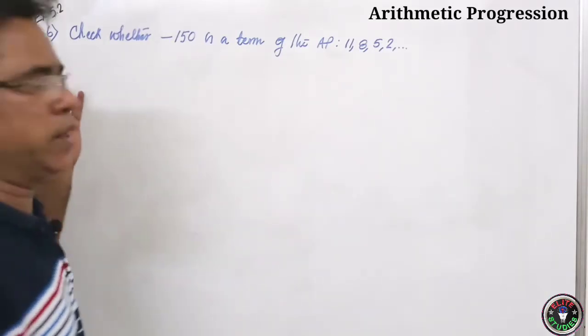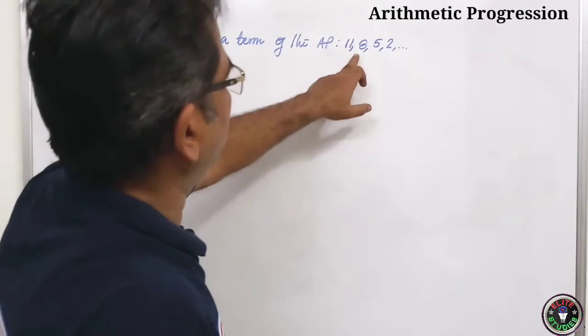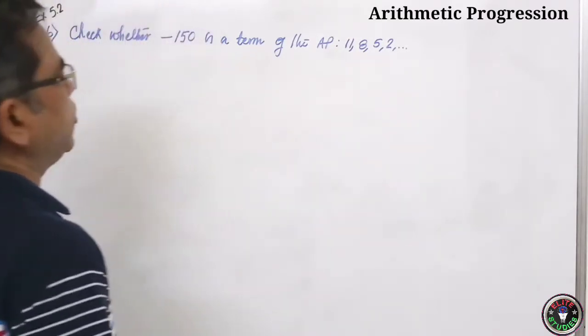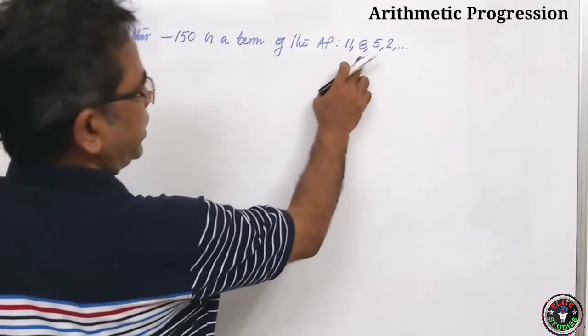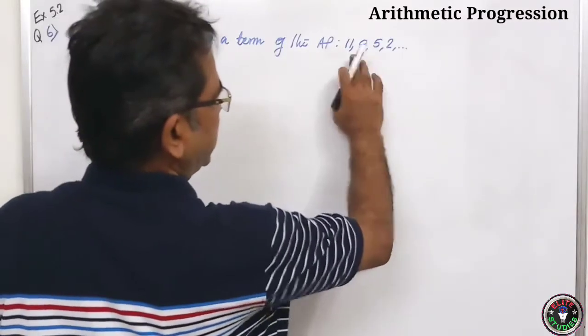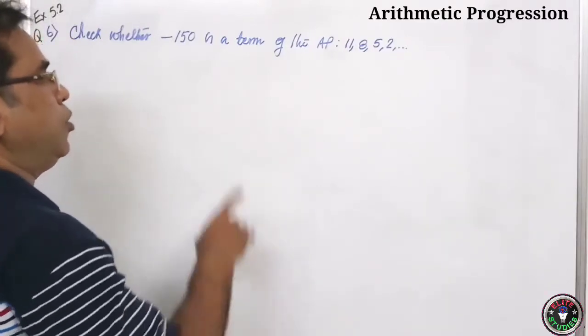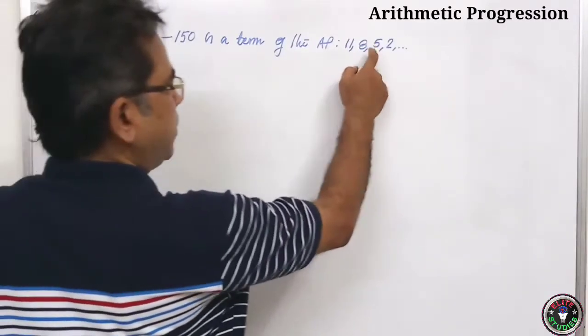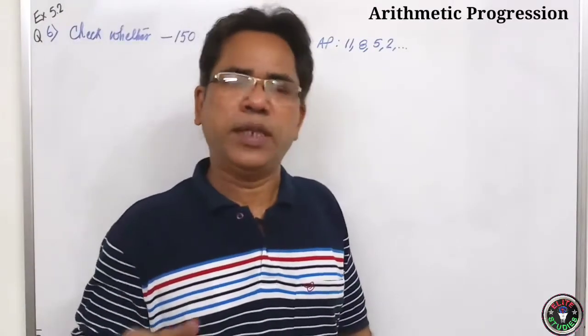Now let us do question number 6. You have to check whether minus 150 is a term of the given AP, 11, 8, 5, 2. Here the question is somewhat different. Here a is given and d is given. It is an infinite AP, but in this infinite AP we want to know whether minus 150 is a term in it or not. This question is a bit different, but very easy.